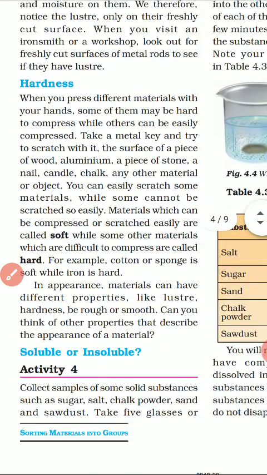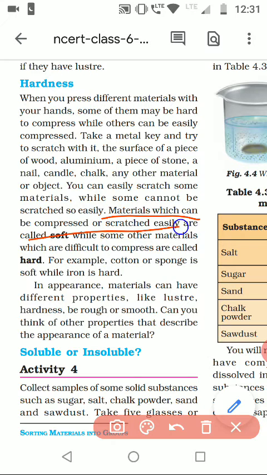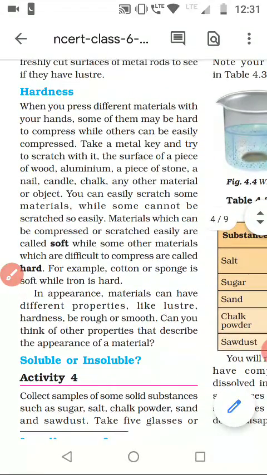Next, hardness. Hardness, as I have discussed, materials which can be compressed or scratched easily are soft materials, and materials which are difficult to compress are hard materials. For example, cotton and sponge, etc. The next property can be rough or smooth. Smooth surfaces like glass, like some of the plastic materials, are smooth, but rough surfaces are wood, metal. And the materials which have very good shine or luster like gold are smooth. Whatever shining surface there is, it will be smooth, and whatever non-shining surface there is, it will be rough. Chalk is rough, candle is rough.